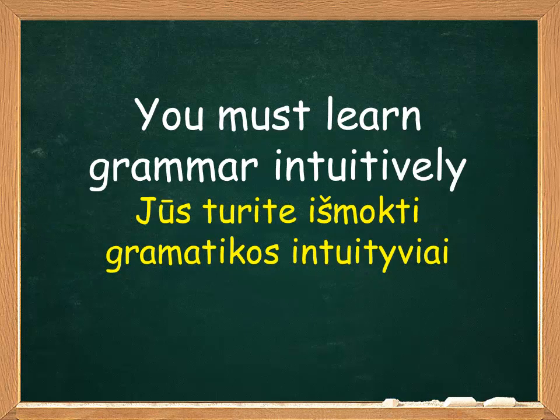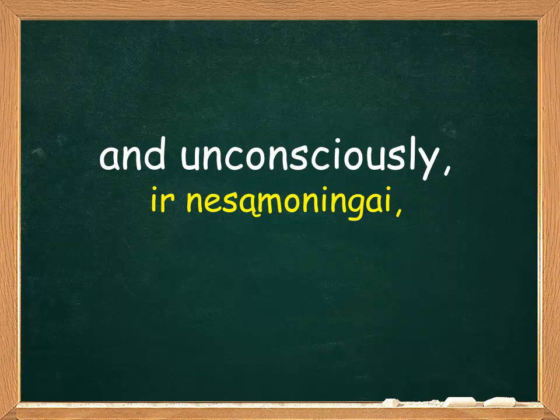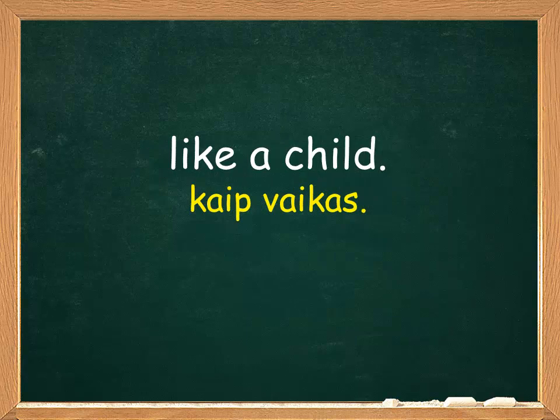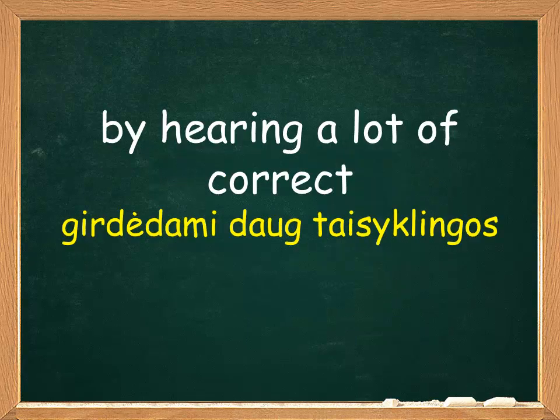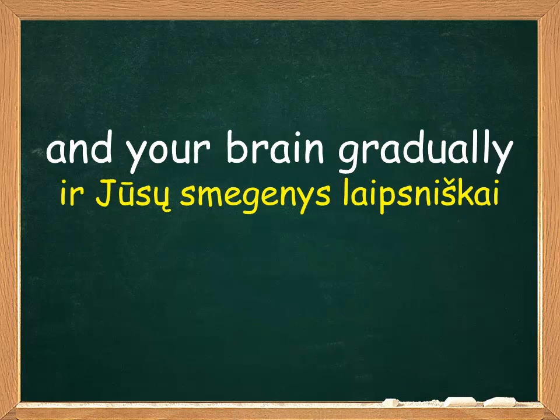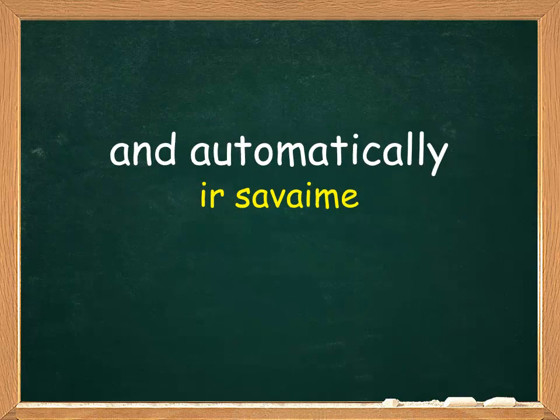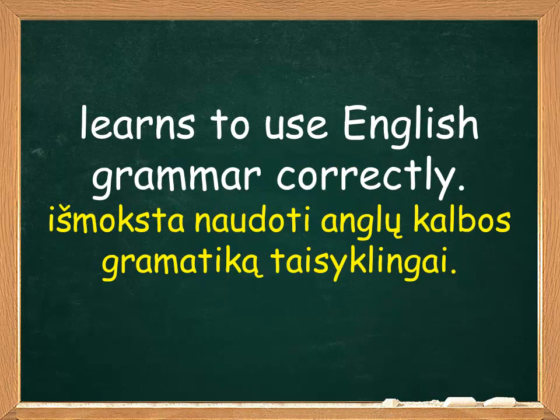You must learn grammar intuitively and unconsciously like a child. You do this by hearing a lot of correct English grammar, and your brain gradually and automatically learns to use English grammar correctly.